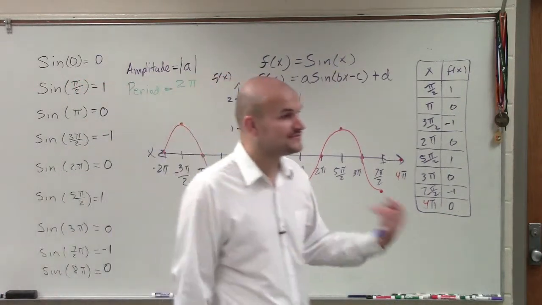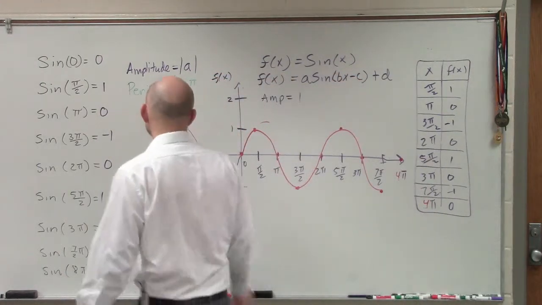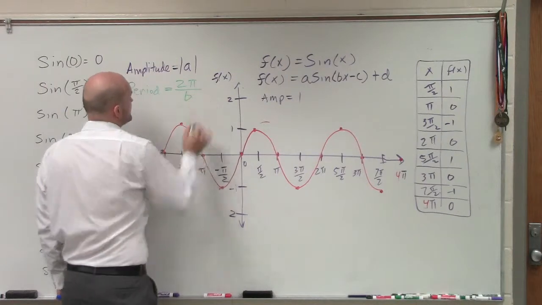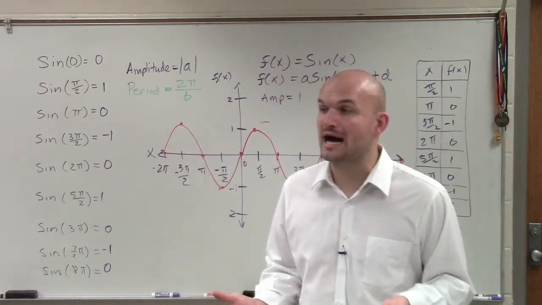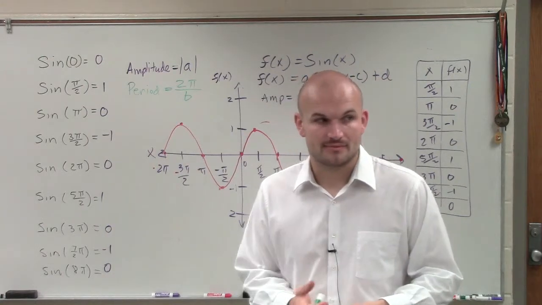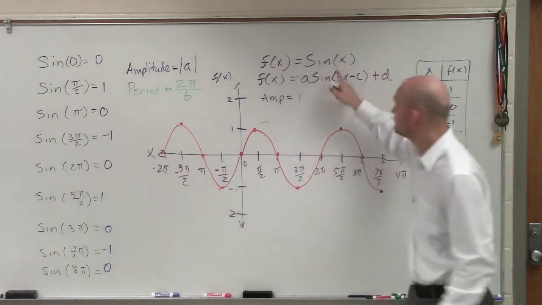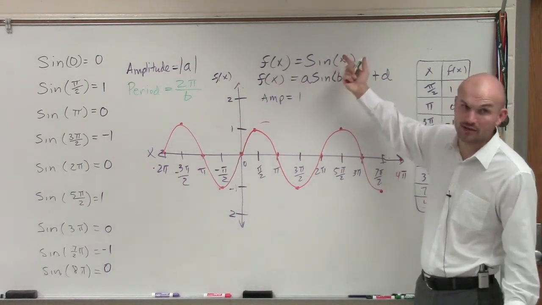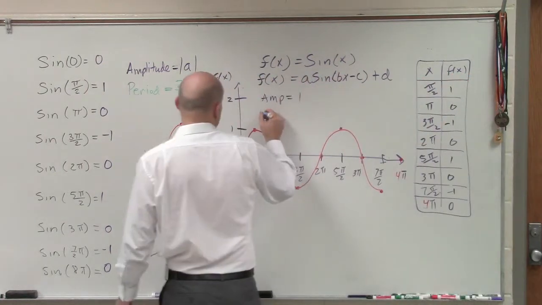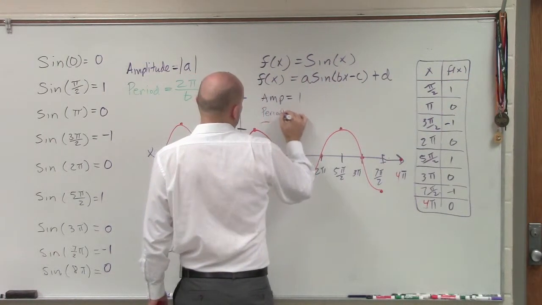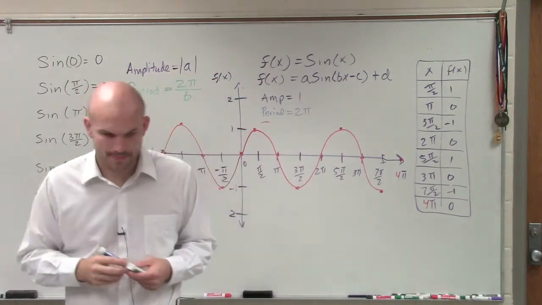However, if there's a transformation, because we're going to be talking about graphing stuff where there's a transformation, we're going to divide by b. So to find the period, you take 2 pi divided by b, if you have a b, right? In our case, do we have a b? Do we have a number that's being multiplied by our x other than 1? No. So therefore, our period in this example is equal to 2 pi.